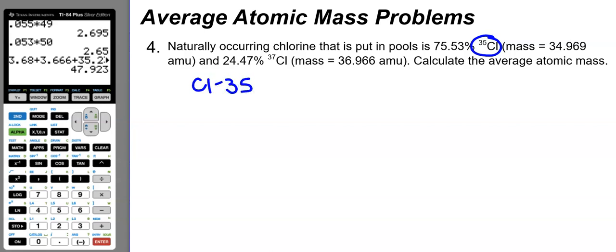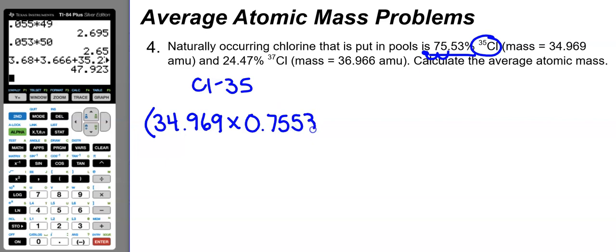And then beneath that isotope, I'm going to list my mass and multiply it by my percent abundance as a decimal. So we'll do, in parentheses, 34.969. And we'll go ahead and multiply it by its percent abundance as a decimal value. So let's go ahead and do our jumps here. Our decimal version of 75.53% is going to be 0.7553. And then we'll close the parentheses. So this right here is for chlorine-35.